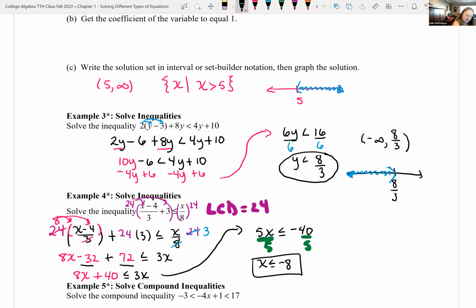So I have everything from -infinity, comma, to -8. I'm including -8, so bracket. Or you're shading everything to the left of -8 with a bracket closing at -8.